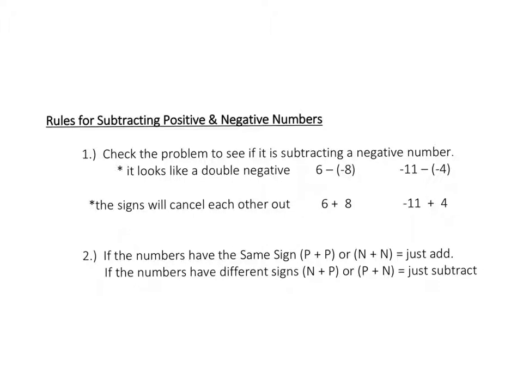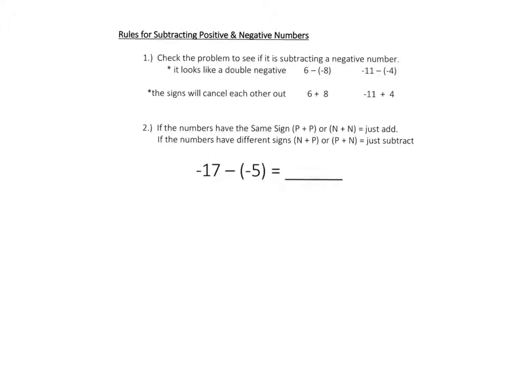So the 6 minus negative 8 will become a 6 plus 8. And the negative 11 minus negative 4 becomes negative 11 plus 4. From there, we just use the second rule from adding. If the numbers have the same sign, positive plus positive, or negative plus negative, we just add. If the numbers have different signs, negative plus positive or positive plus negative, you subtract.